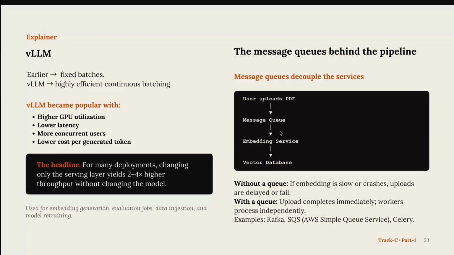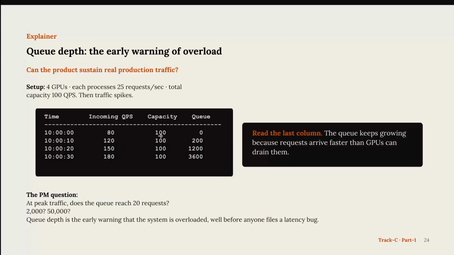But at 10:10, there are 120 queries per second coming in and only 100 is the capacity. So for every second, 20 queries are being held hostage. So at the end of 10 seconds, you will see 200 queued. Okay, imagine at the end of the 20th second, 150 more queries arrive, then it will be 1200. You see now, with incoming queries per second increasing, the queue is also increasing.